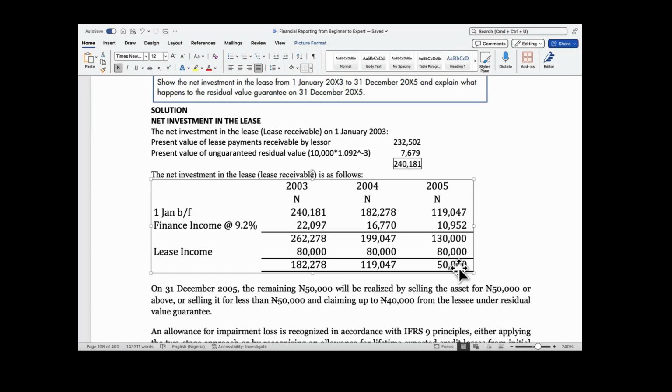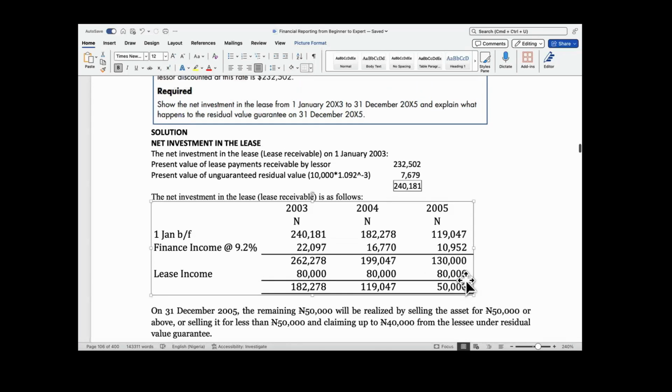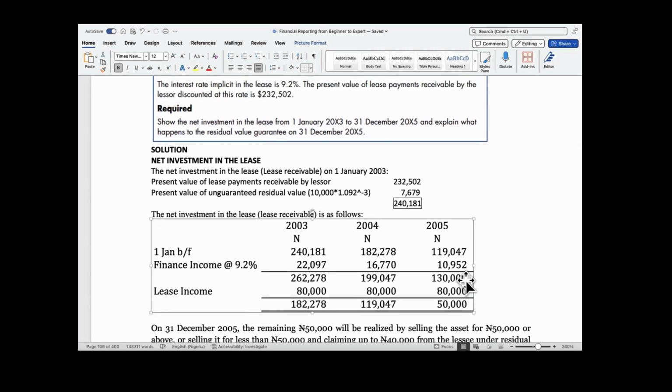So the lessee is ready to do that, and he has made that commitment right from the beginning of the lease. So that's what happens to this 50K. Ultimately, it depends on what happens, but at least at worst, he will get 40K. But we don't have such full information for now. And that's the end of this question.